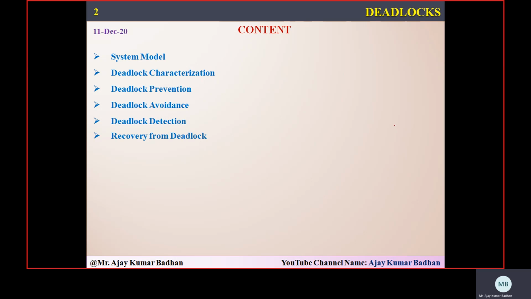Coming to the content here, the first thing we are going to discuss is the system model. You can say this is a brief introduction to deadlock. After that we have deadlock characterization, as I stated earlier. Here we will be discussing the necessary conditions under which a deadlock may arise, and we are going to discuss that in this particular scenario.